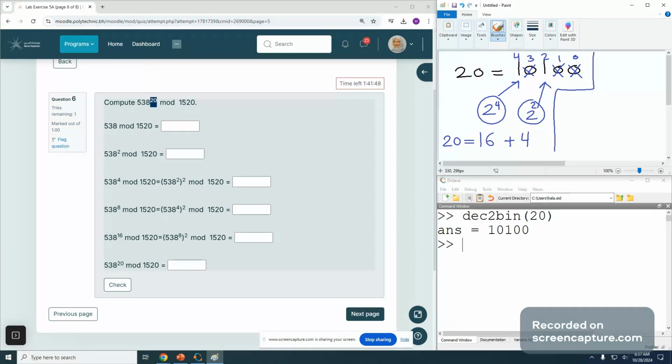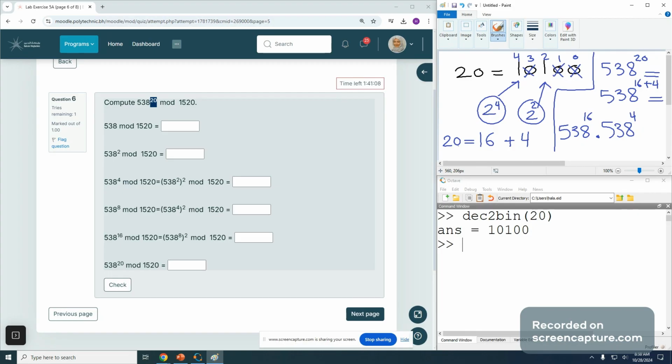So now what do we have exactly? I have 538 to the power of 20. So I'm going to just rewrite it as 538 to the power of, and instead of 20, I'll just use 16 plus 4, which is the same. Then using the rules of indices, I'm just going to take the same base raised to each of these powers. So this is equivalent to 538 to the power of 16 times 538 to the power of 4. Okay? And of course, both of them are mod 1520.